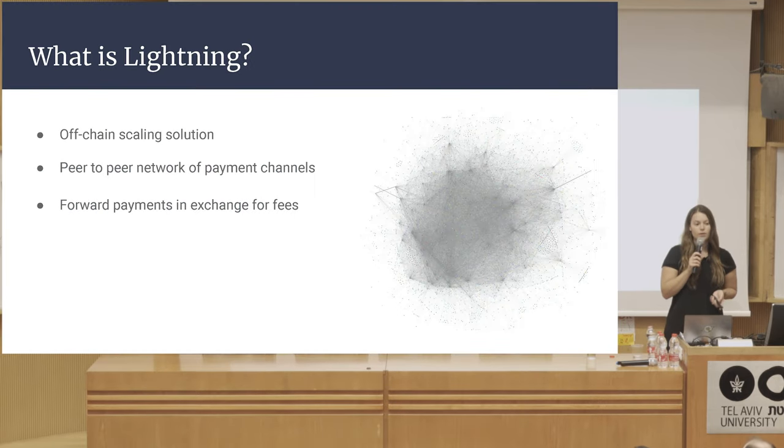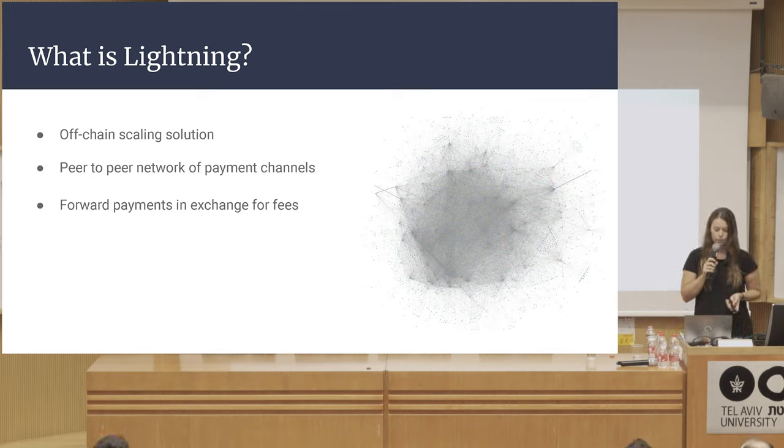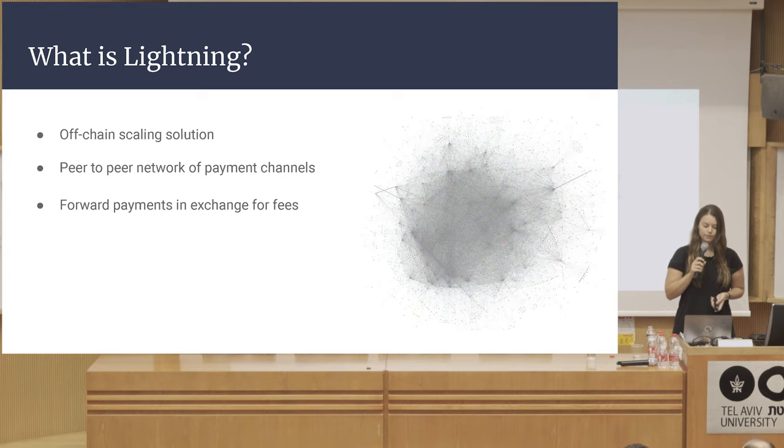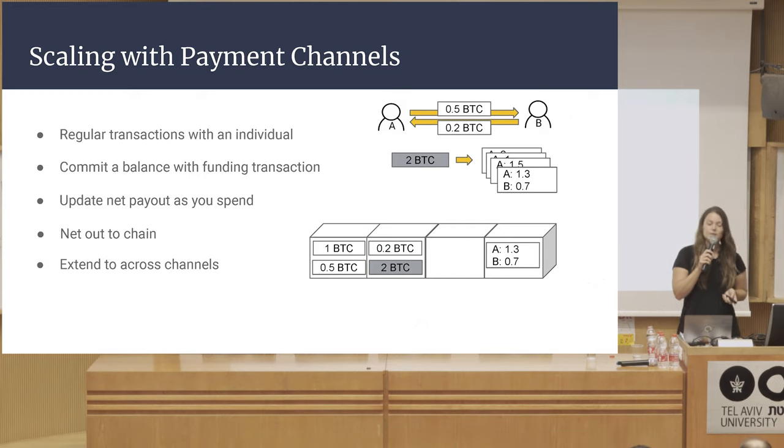I'm sure a lot of you are pretty familiar with what the Lightning Network is. It is an off-chain scaling solution, which consists of a peer-to-peer network of payment channels, which looks something like this gray blob over here. It allows payments to be forwarded by nodes in exchange for fees, which allows us to exacerbate the amount of scaling we achieve. And the way that we scale is with something called a payment channel.